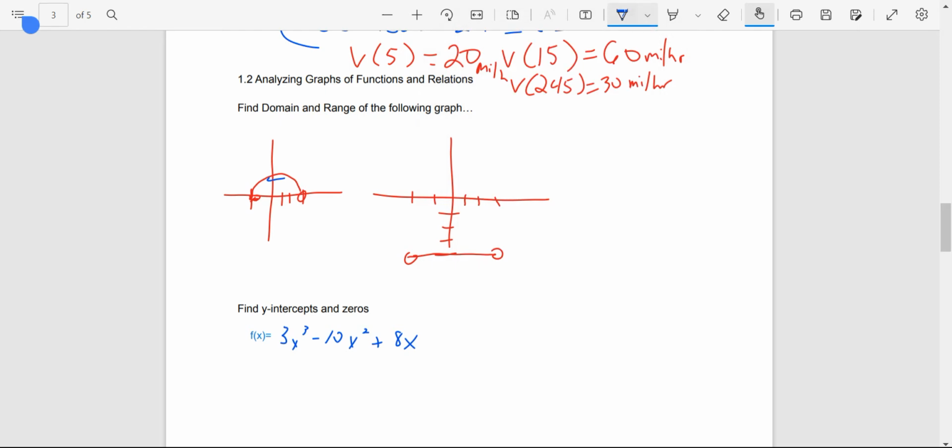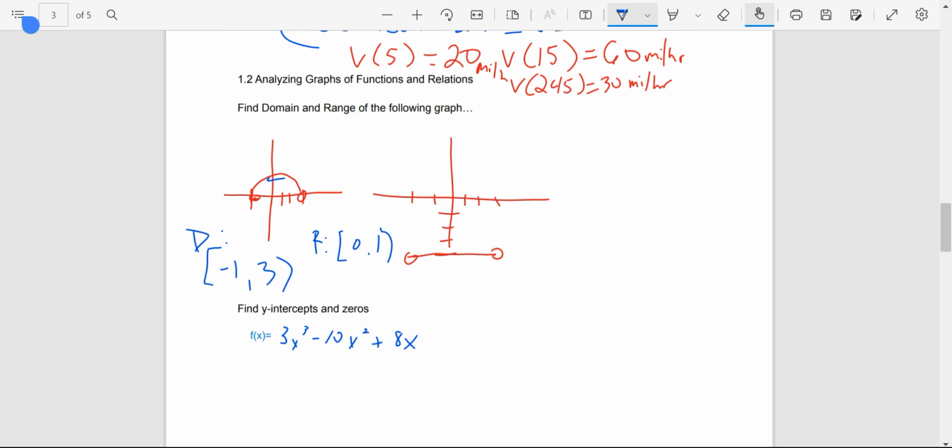So what is your domain? Remember, domain means possible x values, right? So let's go from -1 to 3. But it's not including 3. It is including -1, though. So your domain is from -1 to 3. And then your range, it does touch y equal to 0, goes all the way up to 1. So your range is bracket 0, 1.